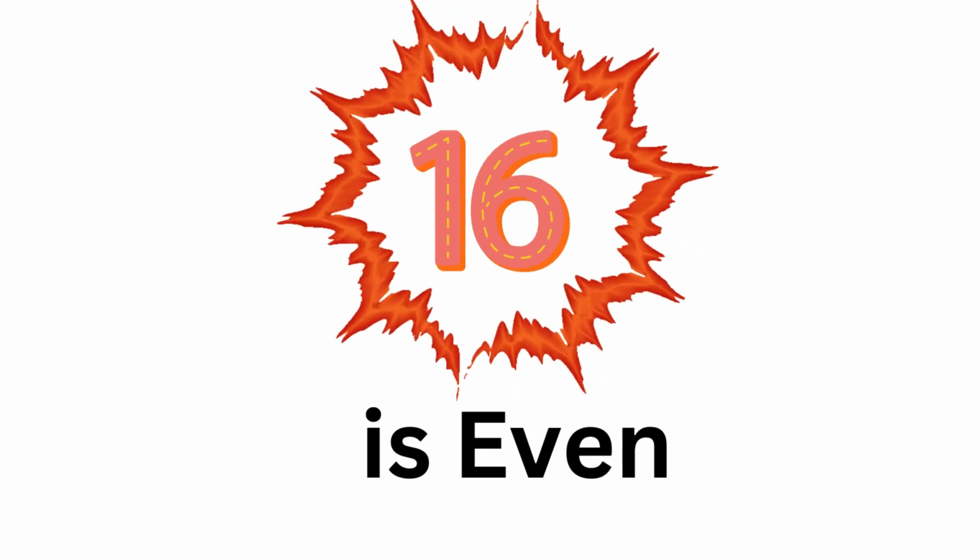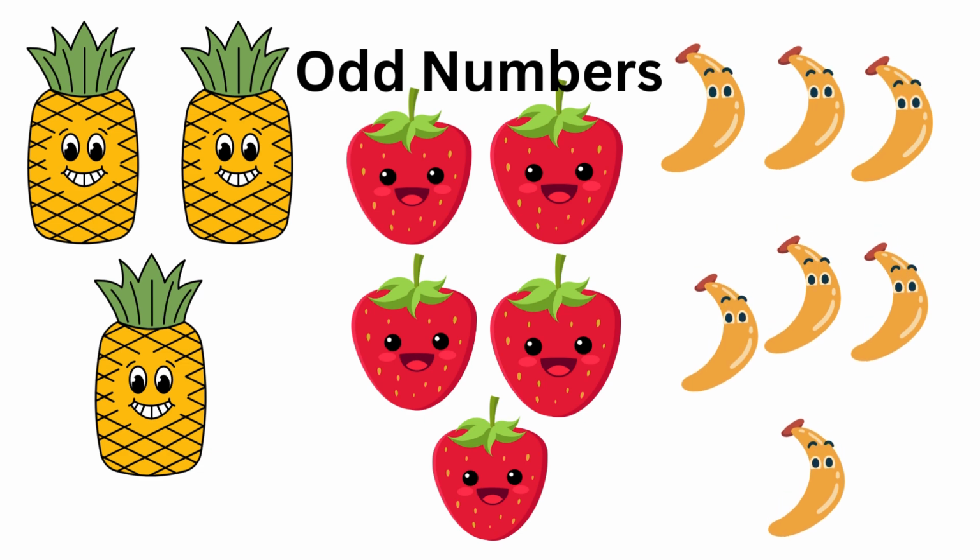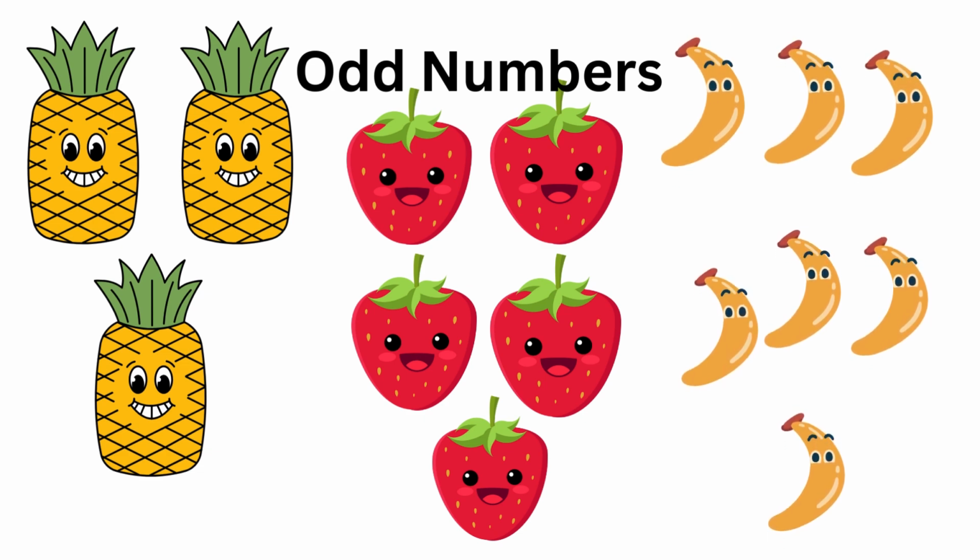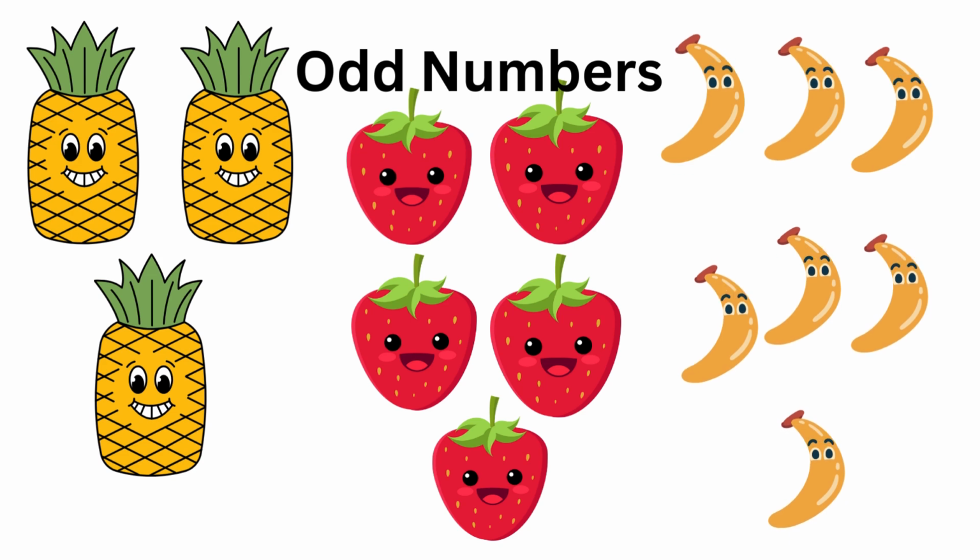Now, let's talk about odd numbers. Odd numbers are different from even numbers. They can't be split into two equal parts. Look at these 3 pineapples. One of them is left out, so it's odd.